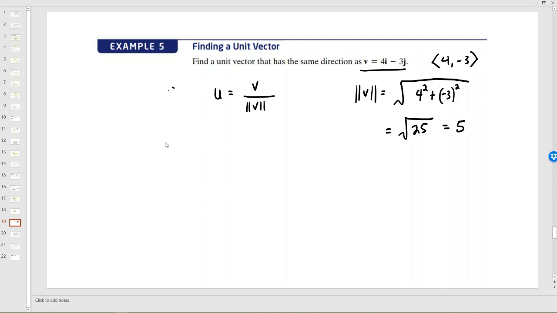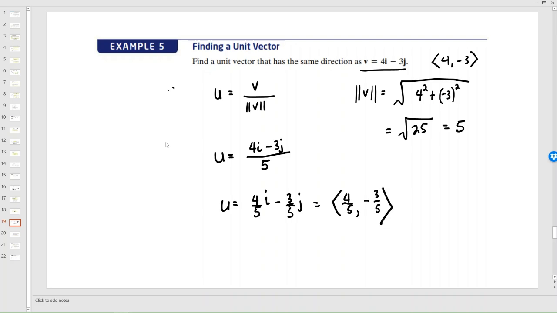And now we want to get the unit vector that goes the same direction as v. So we're going to take and write u is equal to v, which is 4i minus 3j over 5, because that's the magnitude of v. So the unit vector in the direction of v is going to be equal to 4/5 i minus 3/5 j, or if we want it in this format here, 4/5 comma negative 3/5.